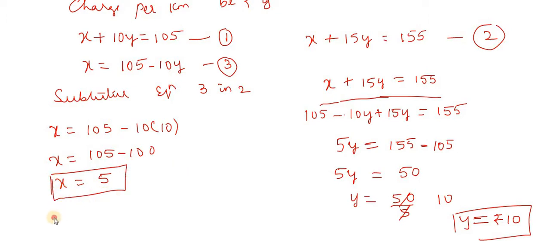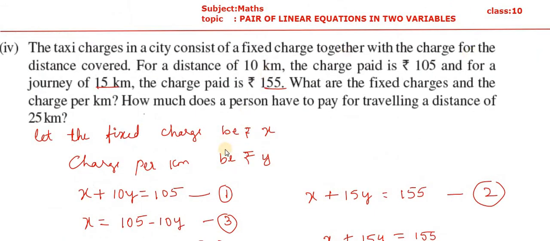So therefore the fixed charge is rupees 5 and the charge per kilometer is rupees 10. Here we took the fixed charge as rupees x and the charge per kilometer as rupees y, that is, this is 5, this is 10. Is it clear? Yeah. Next problem.